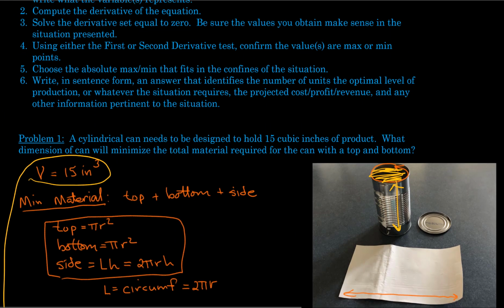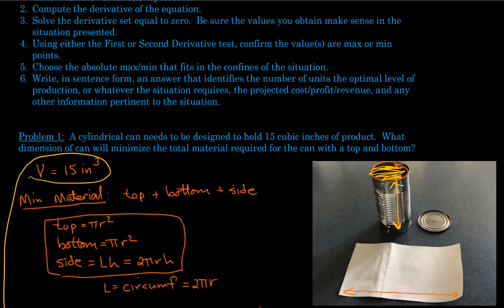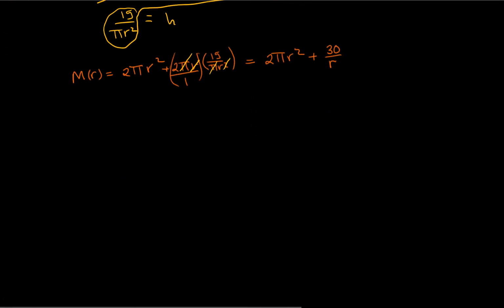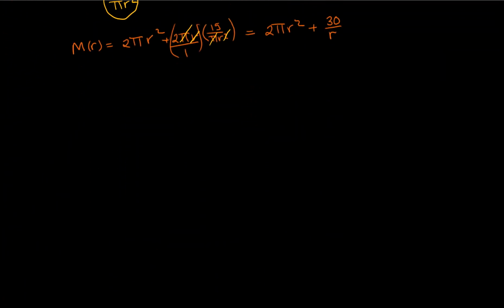From that point, it's a series of steps that should be fairly common, or not common, but familiar to you at this point. We're going to take the derivative, set it equal to 0, solve for r. So the next thing we're going to do to make this a little bit easier is rewrite this as 2 pi r squared plus 30 times r to the negative 1. R to the negative 1 is easier to compute the derivative of. The material based on the radius has a derivative equal to 4 pi r.